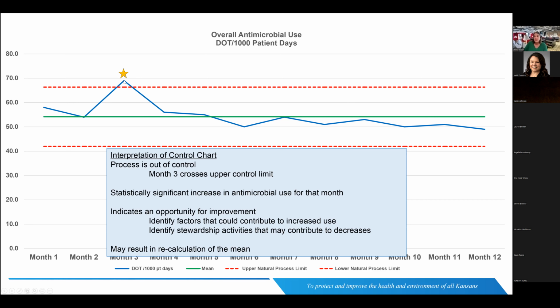It's really, you can't tell from this, but it is a good visual indicator that maybe we need to do a little bit more digging. Additionally, what this could indicate is that the mean needs to be recalculated, and so your upper and lower process limits can also be recalculated to better be in line with what your current process looks like. I'll explain that a little bit more on our next slide.